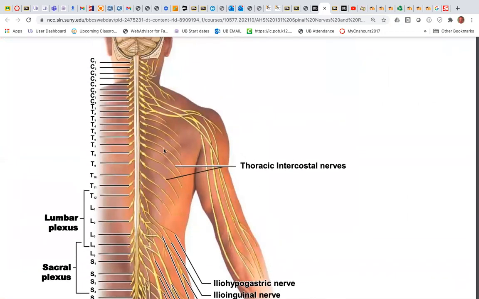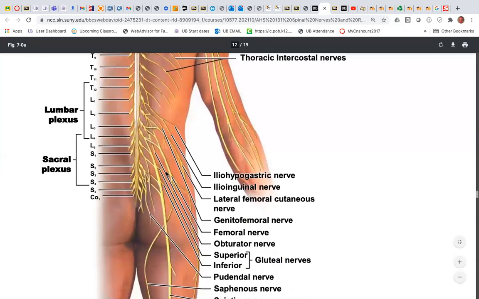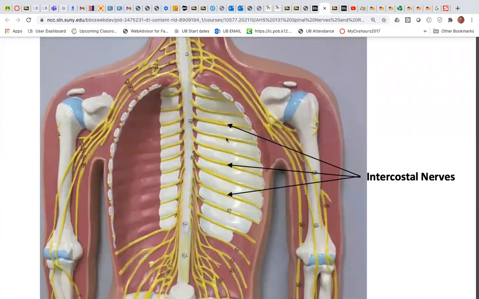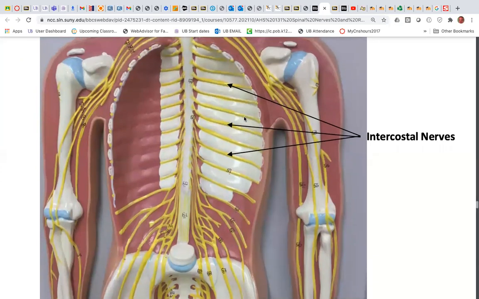Remember what I said earlier was that although we had a cervical and brachial plexus in the neck, there's a lumbar and sacral plexus in the lower back, but there is no plexus in the thoracic region. There's only intercostal nerves. So here are the intercostal nerves between each rib going to the intercostal muscles. We said this is where shingles or herpes zoster likes to attack.